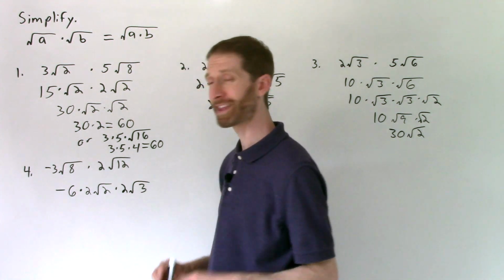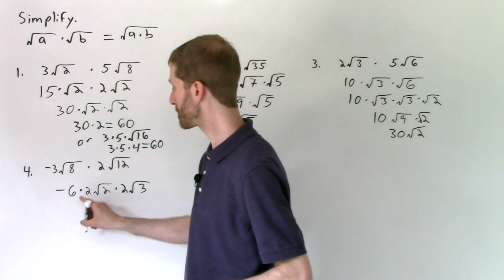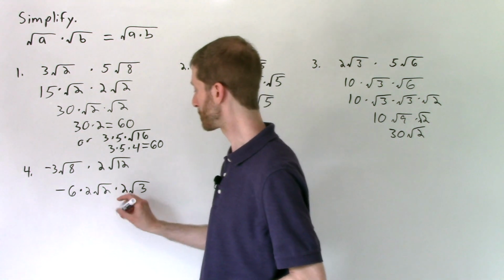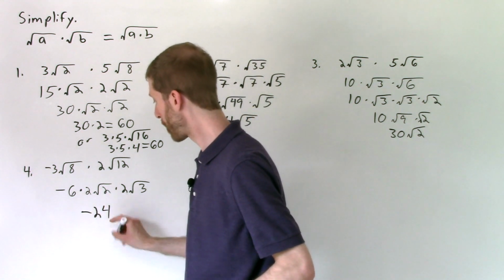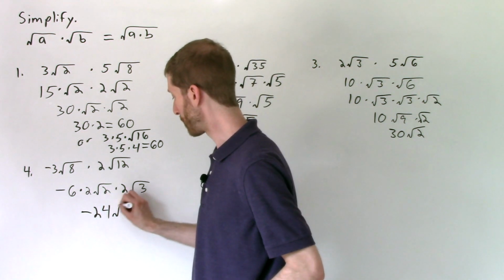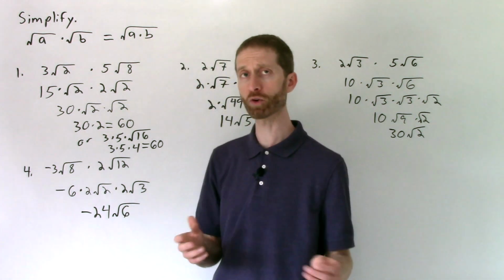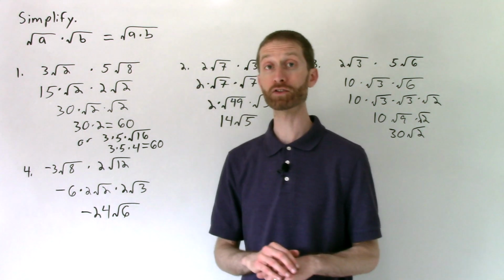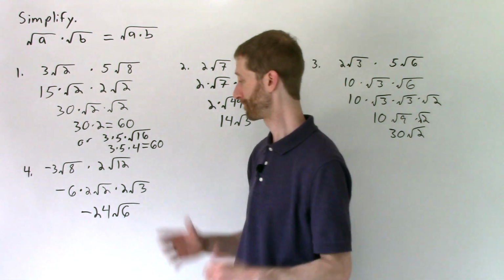Now we multiply everything outside and inside. Negative 6 times 2 is negative 12, times 2 is negative 24. Root 2 times root 3 is the square root of 6. It's in simplest radical form because 6 has no factors that are perfect squares inside of it. So we're done.